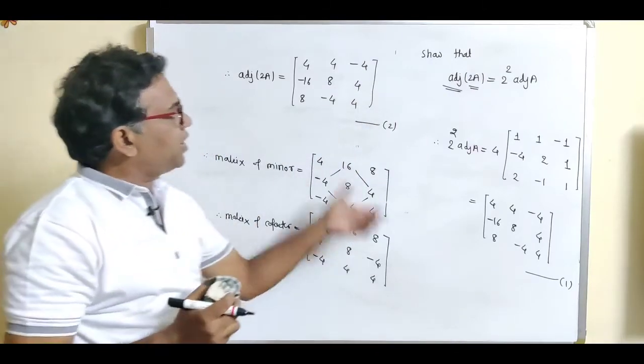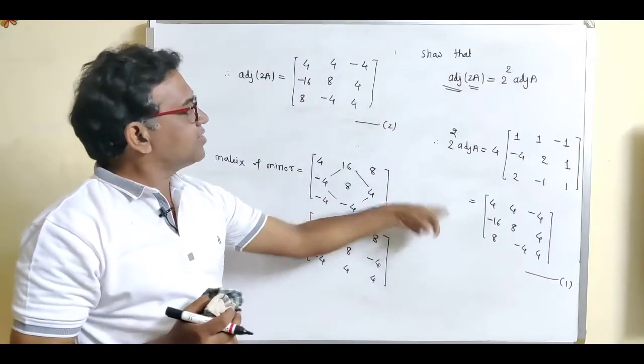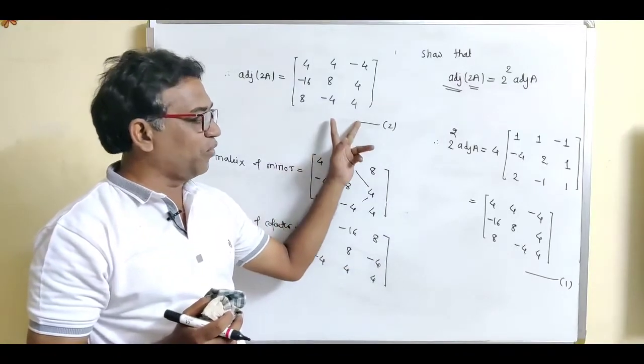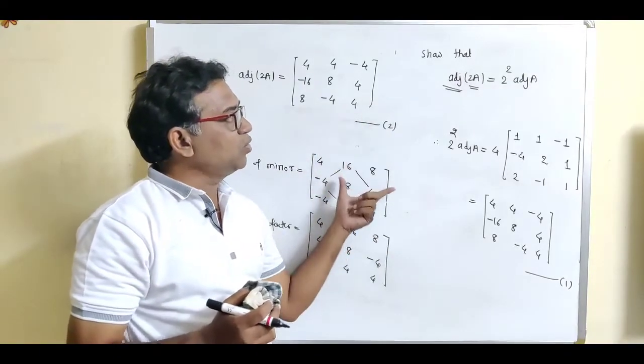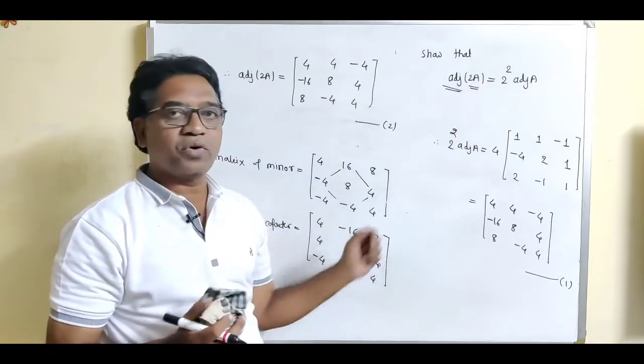So from equation 1 and 2, we can easily observe that this is the first row 4, 4, minus 4. This is the second row minus 16, 8, 4. And this is the third row 8, minus 4, 4. They are the same. So we can conclude that the adjoint of 2A is the same as 2 squared times the adjoint of A.